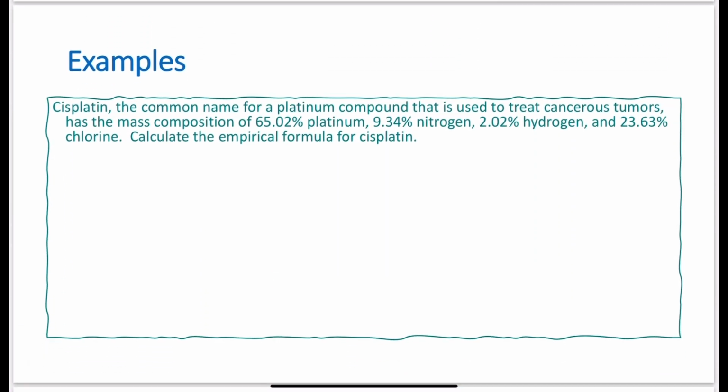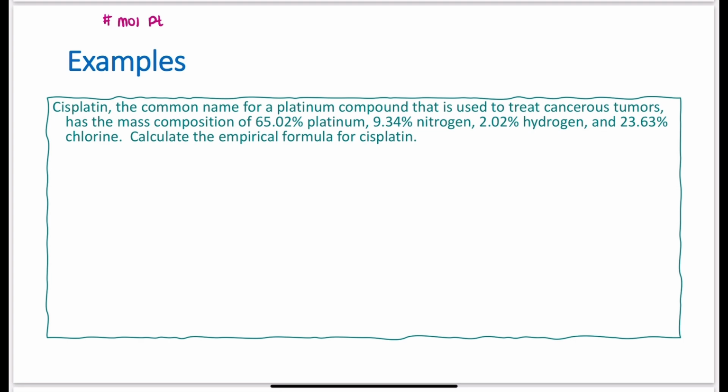Let's see, cisplatin, the common name for a platinum compound that is used to treat cancerous tumors, has the mass composition of 65.02% platinum, 9.34% nitrogen, 2.02% hydrogen, and 23.63% chlorine. Calculate the empirical formula for cisplatin. Okay, given percentages again, so I'm going to assume 100 grams again. That means I can quickly go to my number of moles of each species.